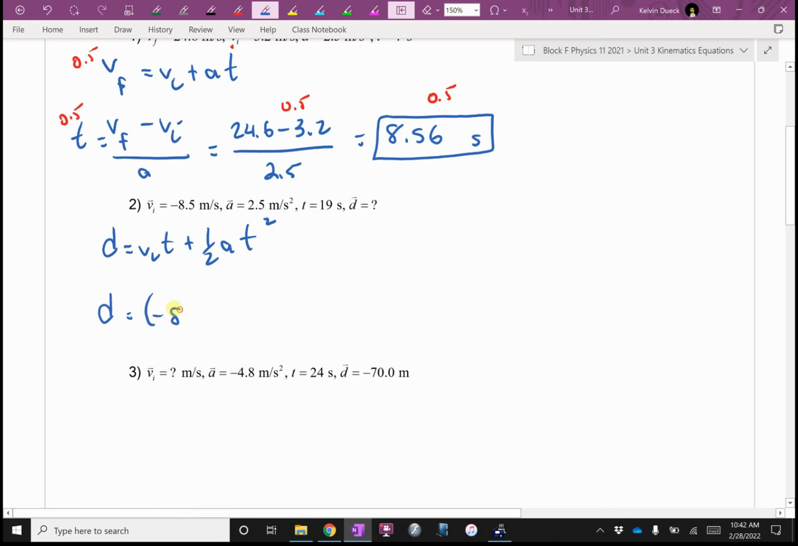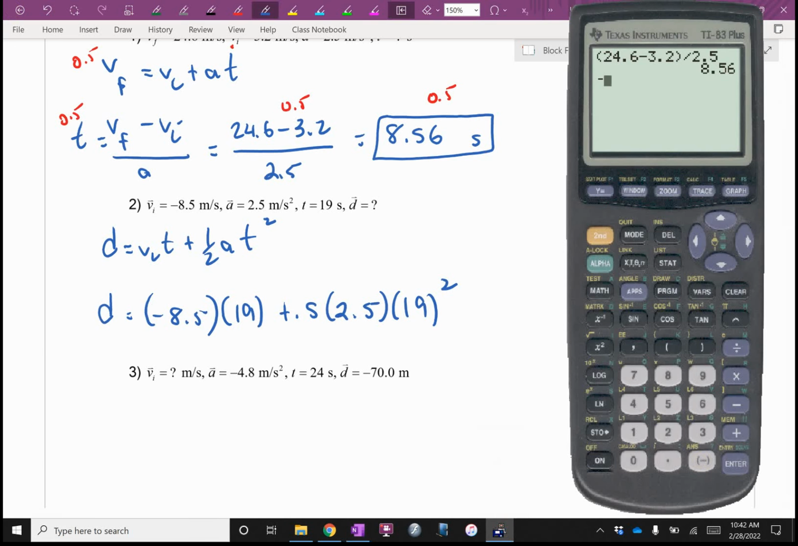It's going to be negative 8.5. I guess we started out going backwards. T, 19, plus 0.5 times 8, but we're accelerating forwards. 19 squared. This one's interesting. We started out going backwards. I might end up behind from where I started with a negative displacement, or maybe I'll end up with a positive displacement because we are accelerating forwards. Maybe we came to a stop, turned around, and started speeding up going forwards for long enough that we went past the starting line and ended up in front of the starting line. I don't know. Negative 8.5 times 19 plus 0.5 times 2.5 times 19 squared. Oh yeah, we ended up in front of where we started.